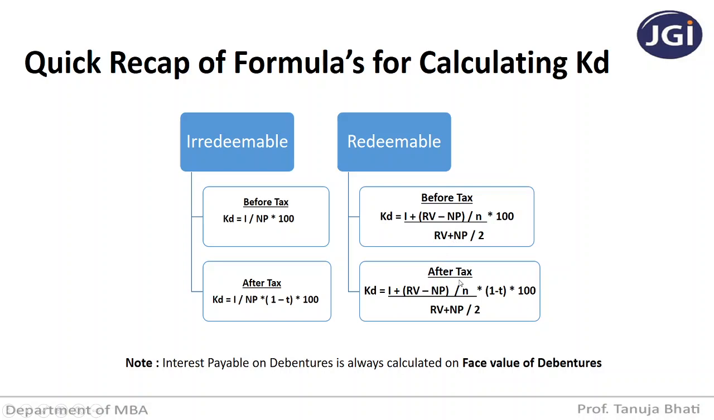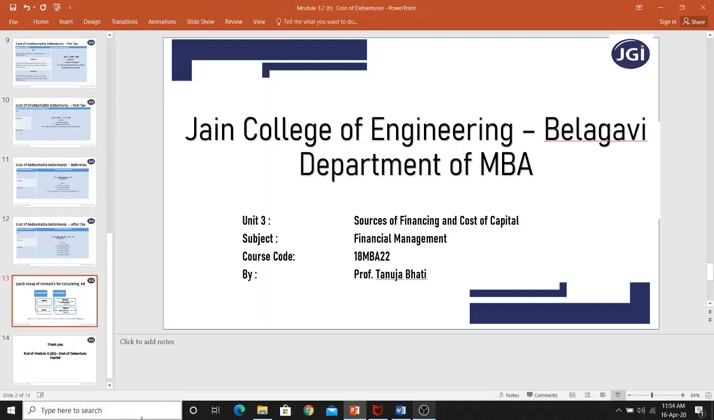Now after tax means tax is going to come into the picture. The formula remains the same as before tax, but you have to multiply it with 1 minus t, and the final answer has to be multiplied by 100 because you are going to show it as a percentage. So is this clear? So now we can proceed ahead with solving problems on cost of debentures.